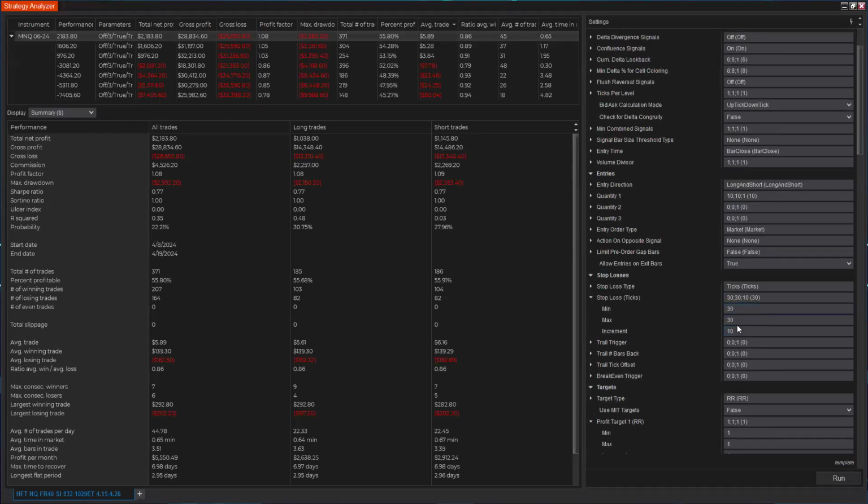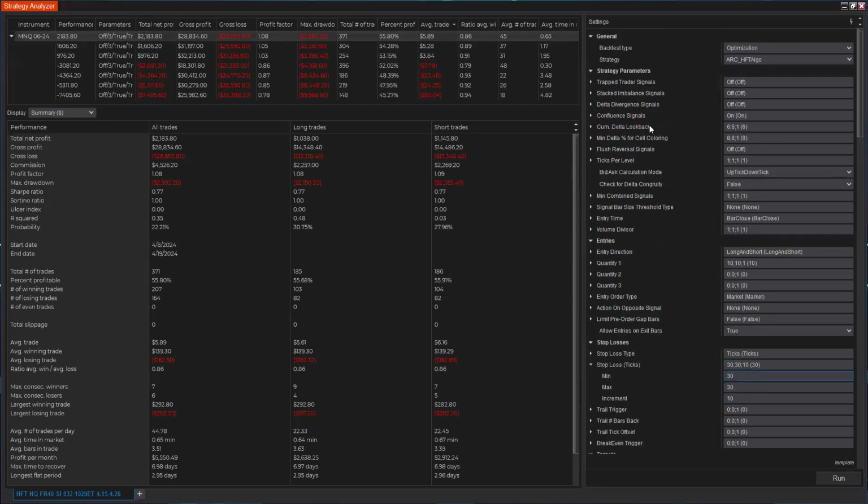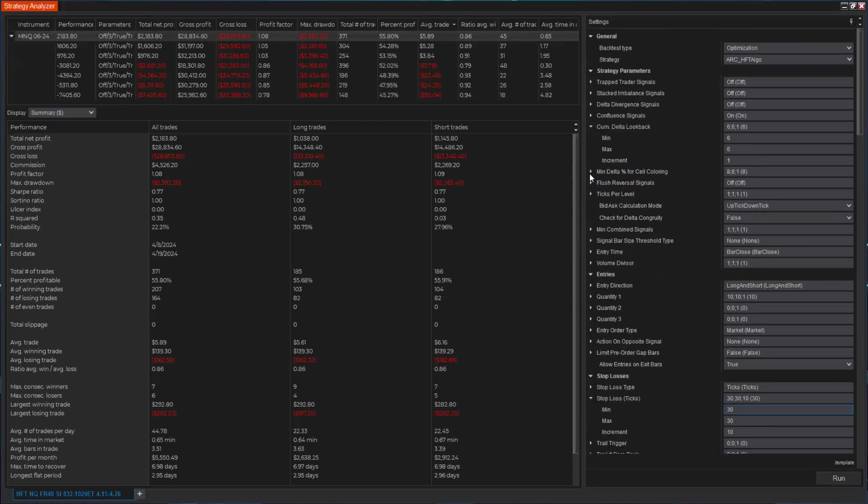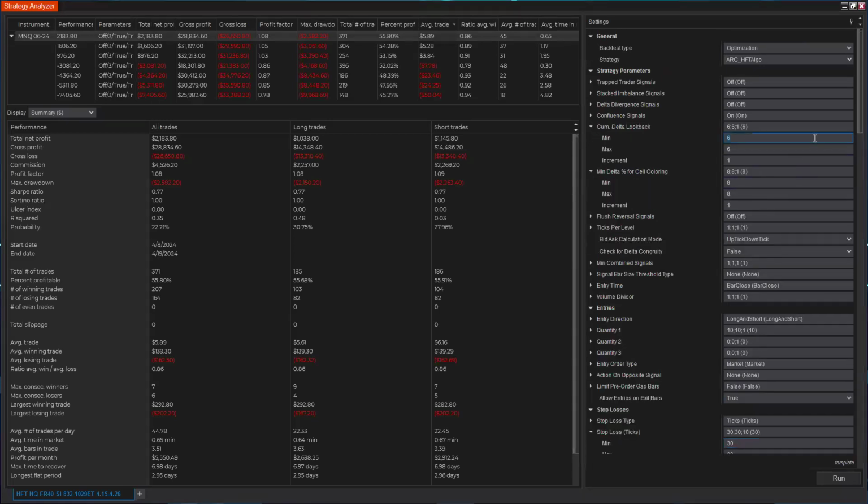Now, if you really want to get fine-tuned from this point, you can go 20 to 40 and go by twos or fives or whatever. You can filter it down even more. I don't want to do that, but what I do want to do is go through these one more time because I'm really not entirely satisfied with the outcome.